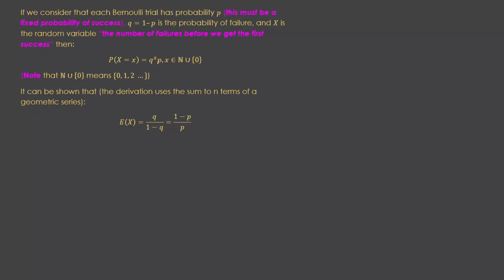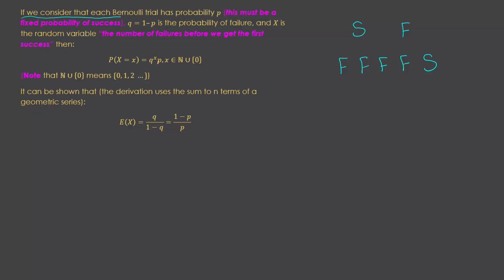So before we launch into this, just remember what we're doing with the geometric. We're doing a series of Bernoulli trials, which means we have two outcomes, which we call success or failure. And what we do is repeat the trials until we get a success.